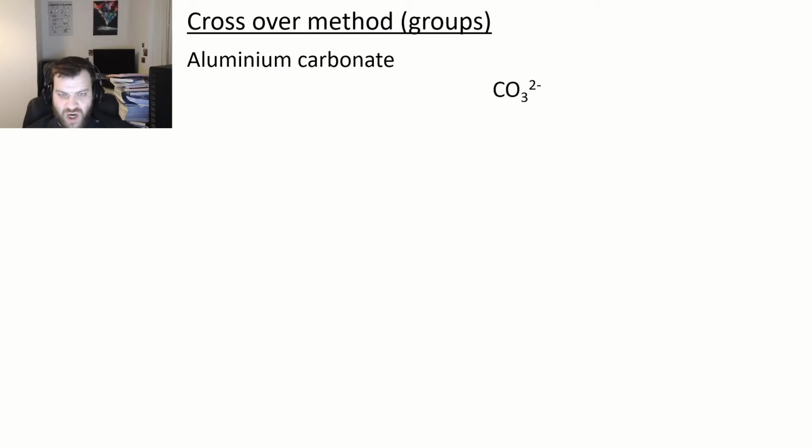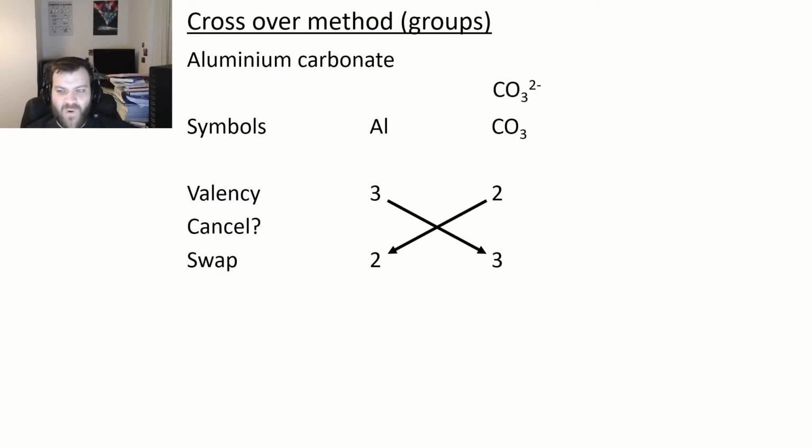When we look at our carbonate example, we've got Al and CO3. Aluminium's in group 3, so makes 3 bonds. And the carbonate with the 2 minus charge is going to make 2 bonds. We can then swap them over. When we have multiples of a group ion, in this case we're going to have 3 CO3s, we're going to use brackets to separate them out. We have Al2, bracket off the CO3, and we've got 3 of them because we've swapped over the valencies.